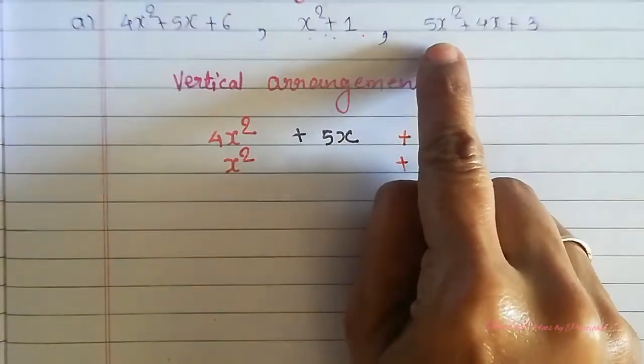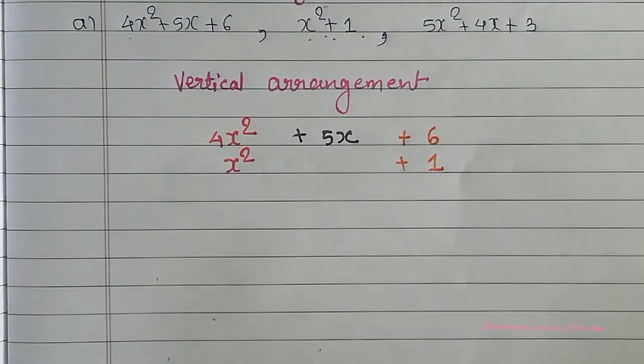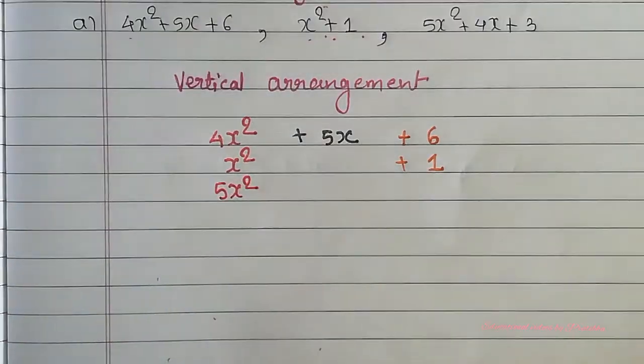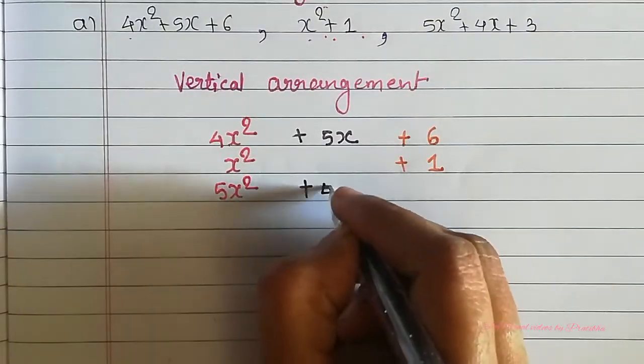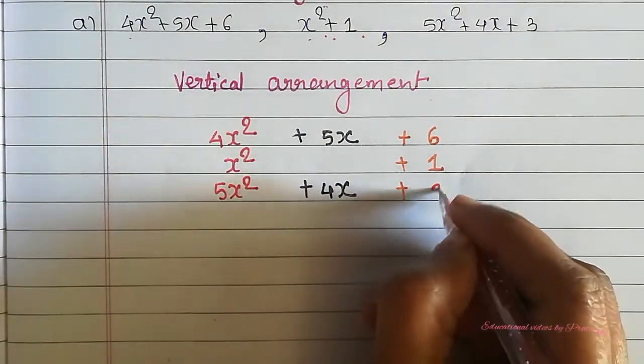Now third expression is 5x square plus 4x plus 3. So I'm writing it over here. First I'm writing 5x square. It will come here. Plus 4x will come here. And plus 3 will come here.